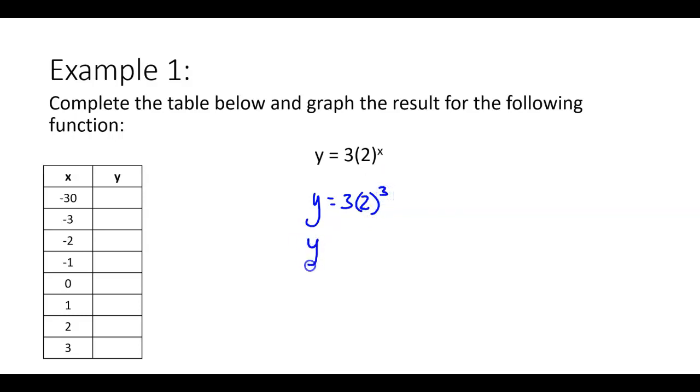Now, in order of operations, what would I do first? The exponent. So I would do this first, 2 to the 3rd power. What is 2 to the 3rd power? 8. 2 times 2 times 2 is 8. And then we do our multiplication next. 3 times 8 is 24.